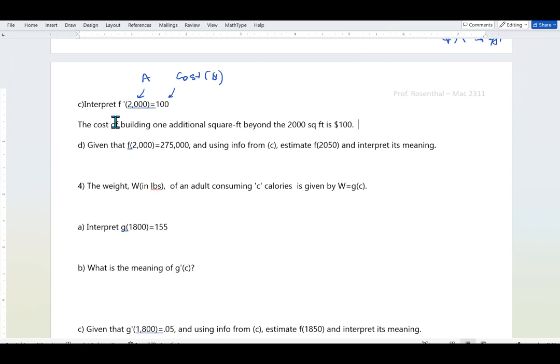So we could also say the cost of getting the 2001st square foot, that next one. So when you already have the 2000 built, to build the next one, the cost will be an extra $100.